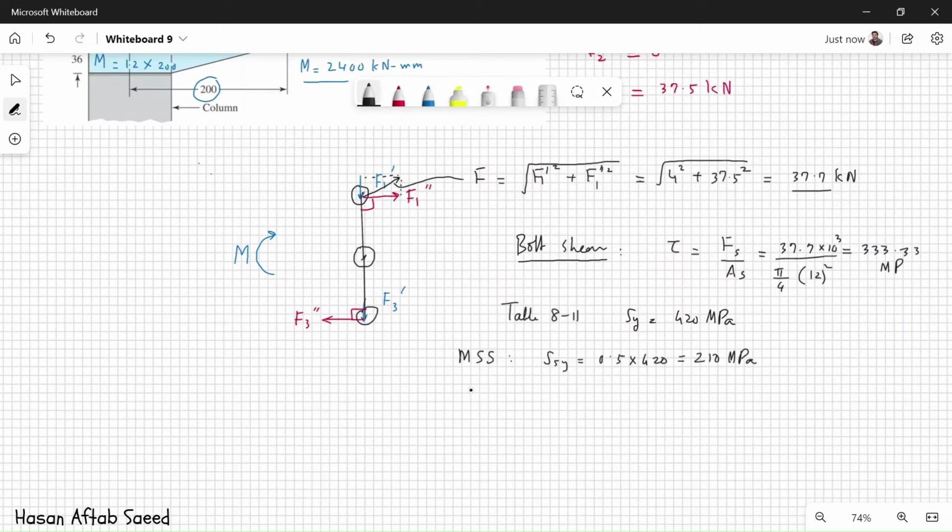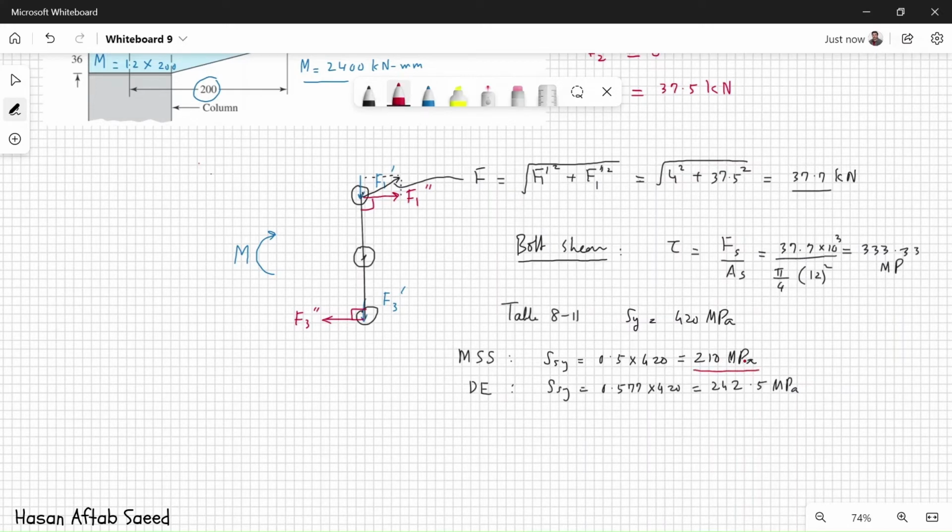If we use the distortion energy theory or the von Mises theory, then we get a slightly higher number for the yield strength in shear, and that number is 0.577 into 420. This turns out to be 242.5 megapascals. In this analysis, we'll just take the conservative value.